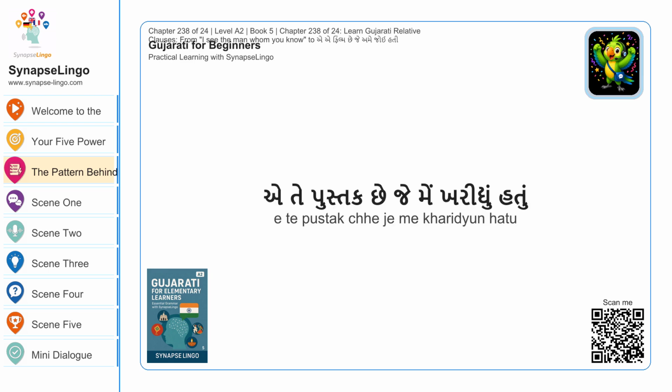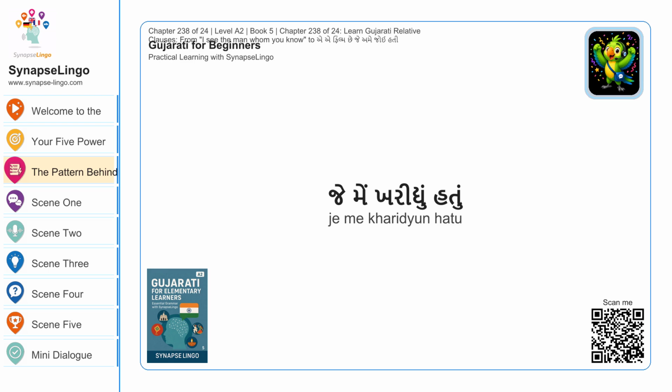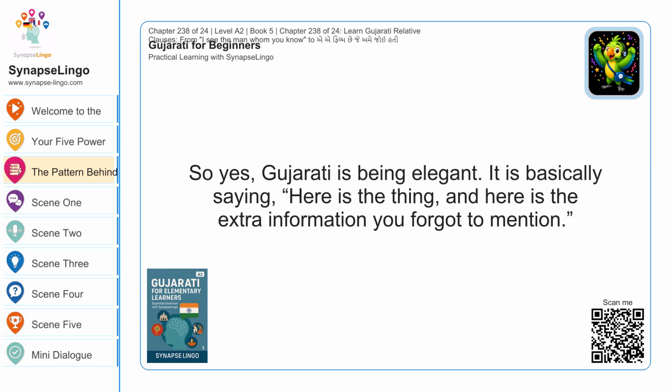In એ તે પુસ્તક છે જે મેં ખરીદ્યું હતું. the part જે મેં ખરીદ્યું હતું. means that I bought. So yes, Gujarati is being elegant. It is basically saying, here is the thing, and here is the extra information you forgot to mention.